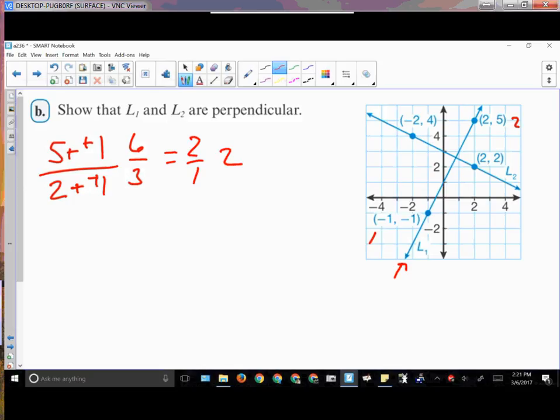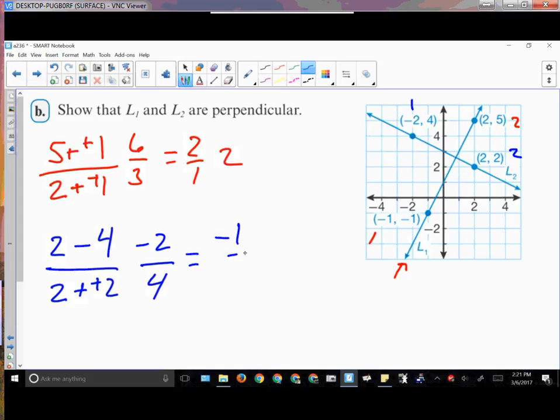Now, if we have perpendicular lines, I would expect to see -1/2, opposite and reciprocal. So we're going to call this point 1. We'll call this point 2. So y2 is 2 minus y1, which is 4, over x2, which is 2, minus x1, which is -2. So this turns out to be plus, plus, and I end up with 4 on the bottom. Here I get negative 2. This simplifies down to negative 1 over 2.